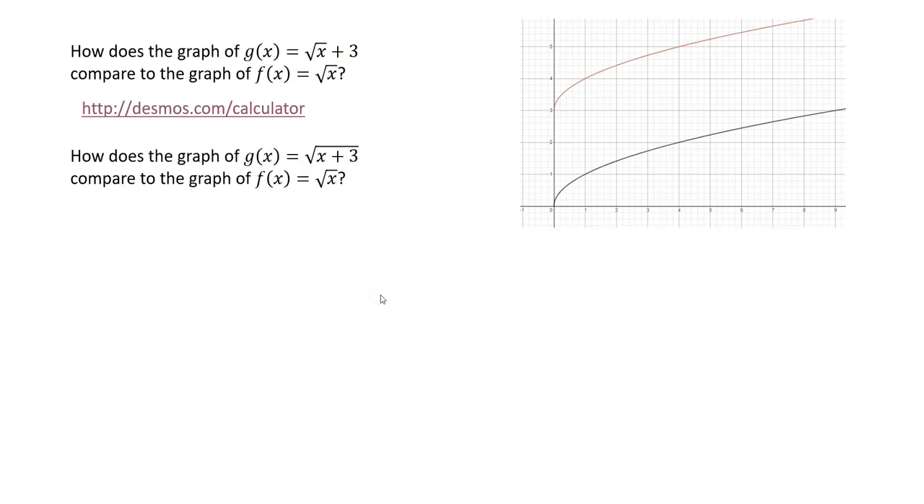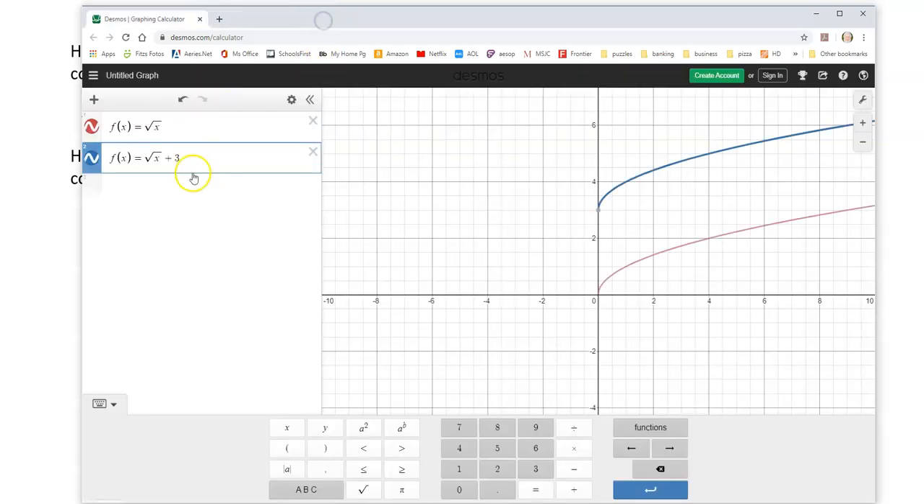So now, how does the graph of g of x equals square root of x plus 3 compare to the graph of f of x equals the square root of x? Putting plus 3 on the outside moved it up 3. Putting plus 3 on the inside, how do you think that's going to move the graph? Well, let's go back to Desmos and see.